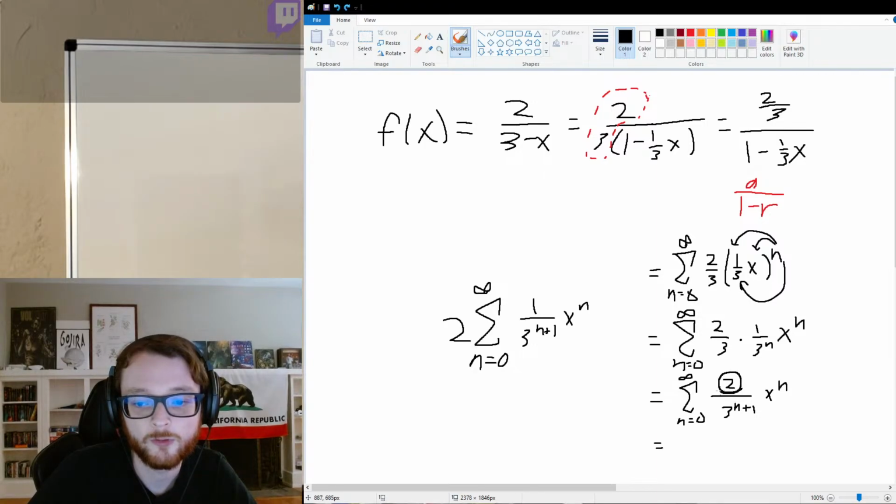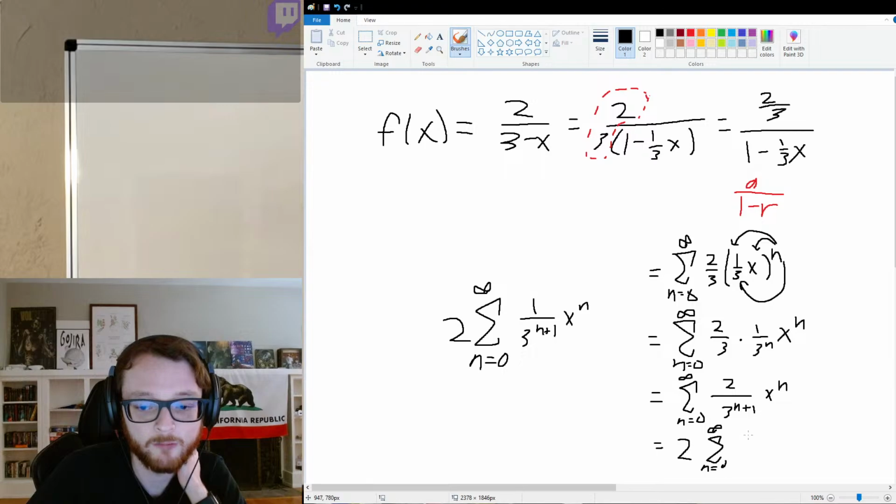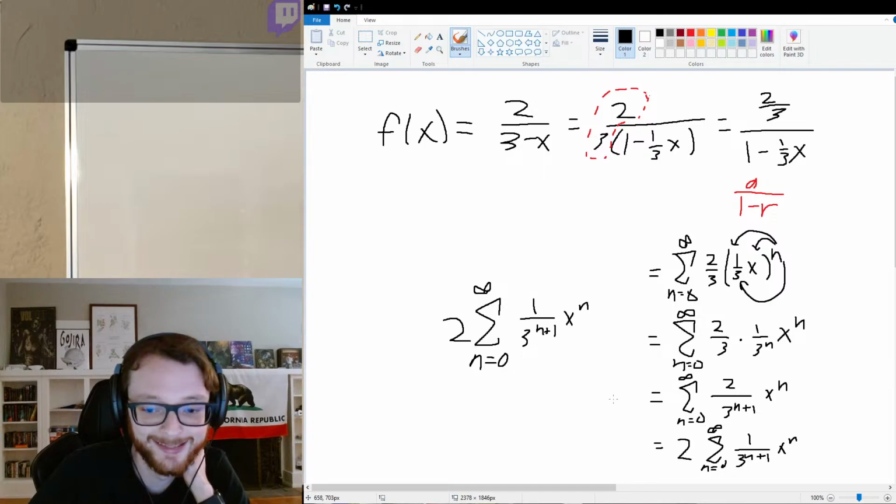This 2 here does not involve n. We're allowed to take it out front. The 2 has nothing at all to do with n, so it doesn't change the value to bring it outside of the summation. So that's why these two things are equivalent, because you can rewrite it if you cared to put it in a format that I think is objectively worse.